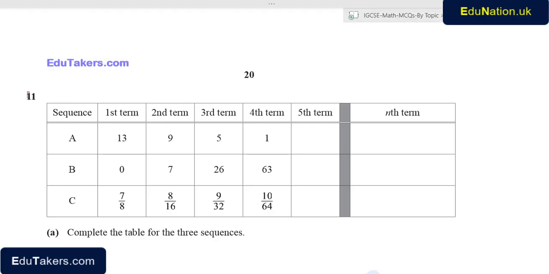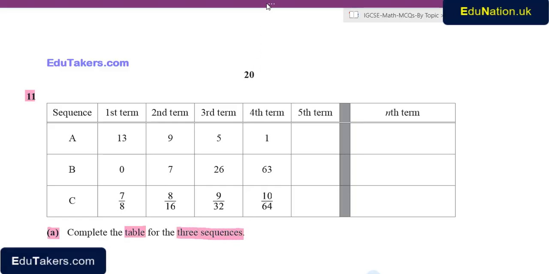Next is question number 11. It's part A. Complete the table for the three sequences, Sequence A, B and C.